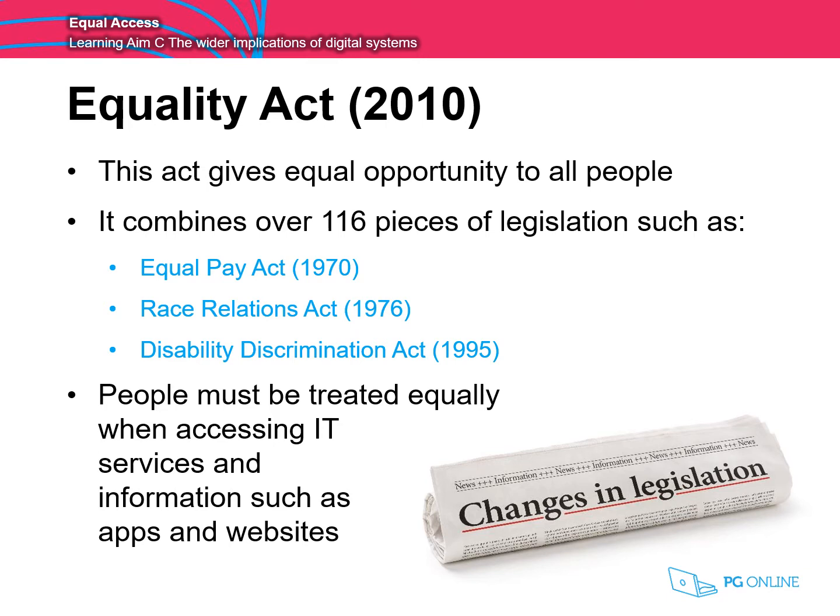We then also have the Disability Discrimination Act. This is to help people with disabilities have the same rights as people without. This could be in how they access material online and what support is given to them to help them to read it and view it. People must be treated equally when accessing IT services and information such as apps and websites, and if they're not treated equally, then they can be prosecuted under these laws, which can lead to large fines and public embarrassment. This will mean that customers then will go to their competitors.